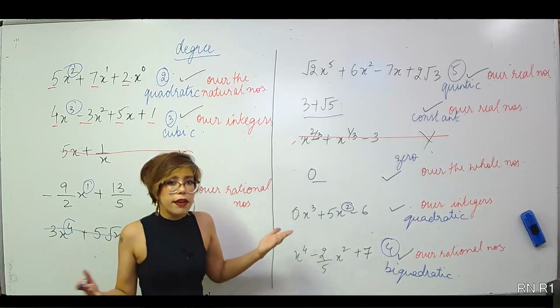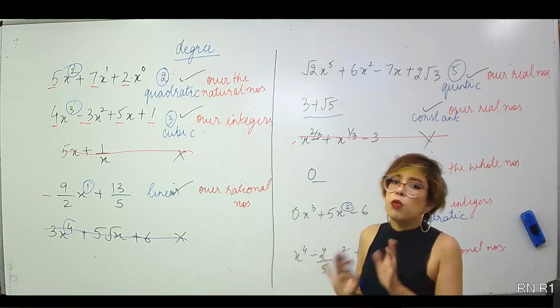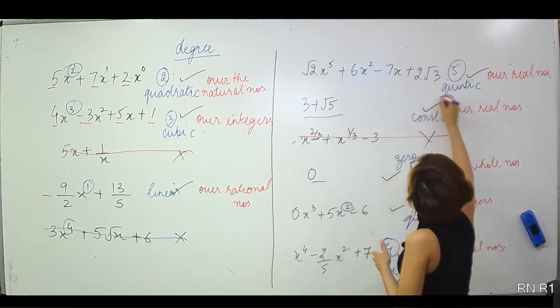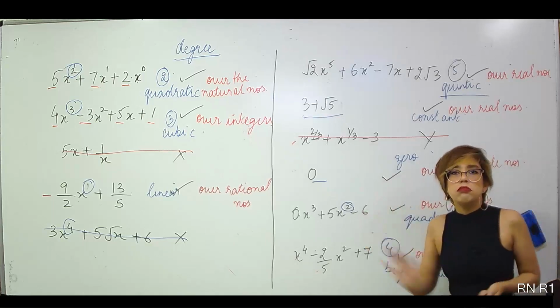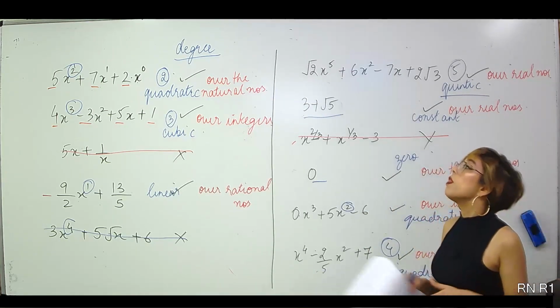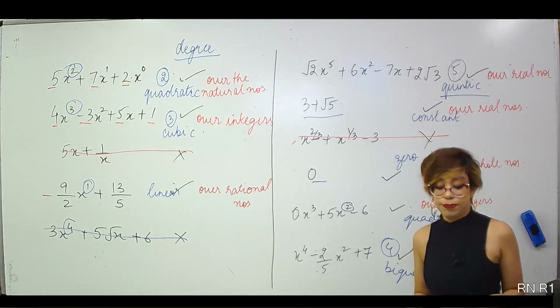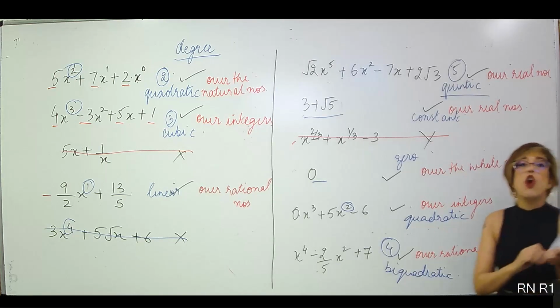Twice over. So bi-quadratic. Polynomials of degree 6, 7, 8 do not have special names. We usually stop at quintic. And then you can just say polynomial of degree 30. No special names. So we can classify the polynomials on the basis of degree also. Alright. Now, let's move on to operations on polynomials.